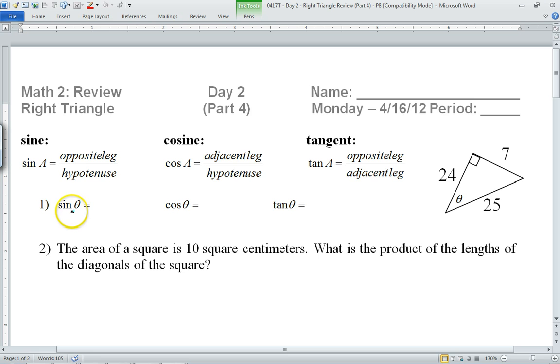So, sine of an angle, opposite over hypotenuse. If this is the angle, opposite is 7, hypotenuse is 25. So, 7 over 25. Cosine, adjacent over hypotenuse. So that would be 24 over 25. And tangent of an angle is opposite leg over adjacent leg. So if this is the angle, opposite is 7, adjacent leg is 24. So 7 over 24. So that's number 1.